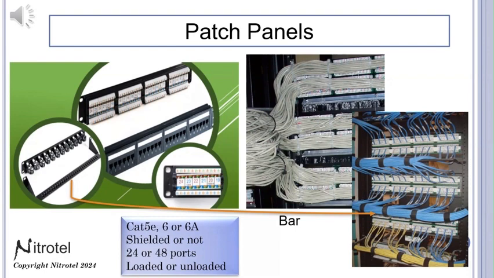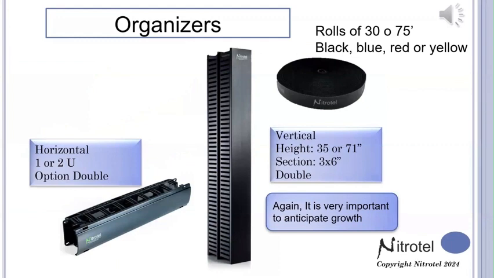Cable management makes for a neater installation, and Nitrotel has you covered with horizontal cable management in 1 or 2 rack unit, and options for double as well, and vertical cable management, height up to 35 or 71 inches, and the sectional 3 by 6 inch, and double as well. And again, it's very important to consider future growth.